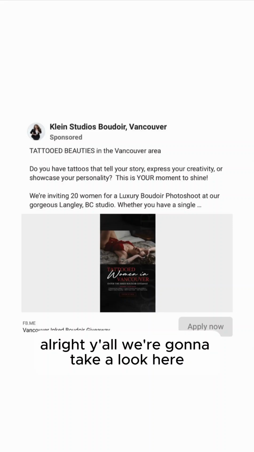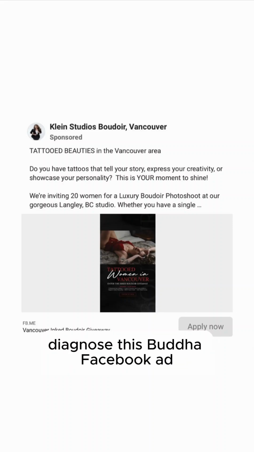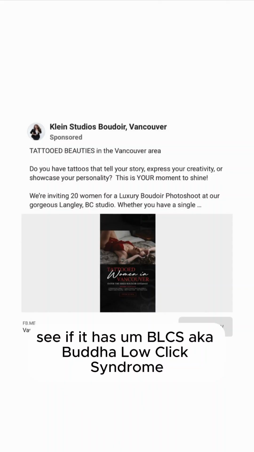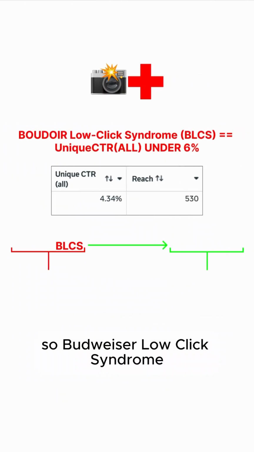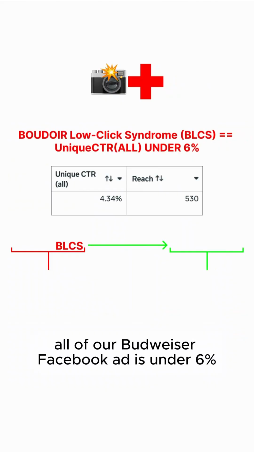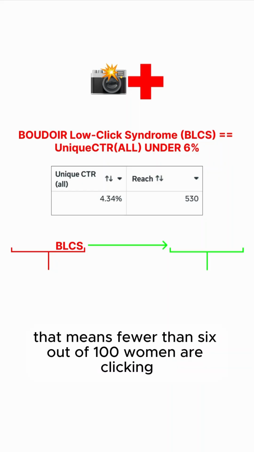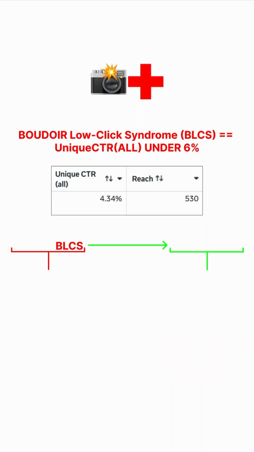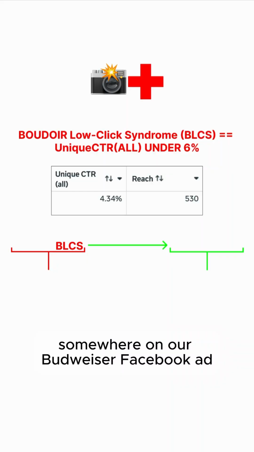All right, y'all, we're going to take a look here, diagnose this Boudoir Facebook ad, see if it has BLCS, aka Boudoir low click syndrome. So, Boudoir low click syndrome, aka BLCS, is when the unique CTR of our Boudoir Facebook ad is under 6%. That means fewer than 6 out of 100 women are clicking somewhere on our Boudoir Facebook ad.